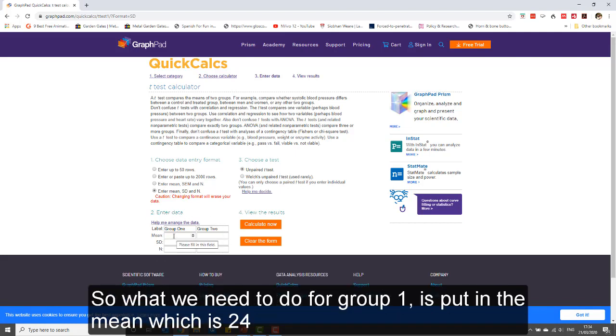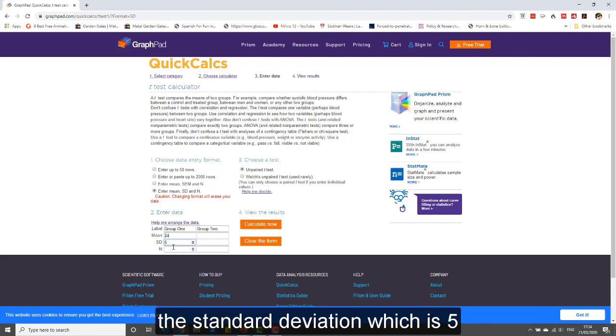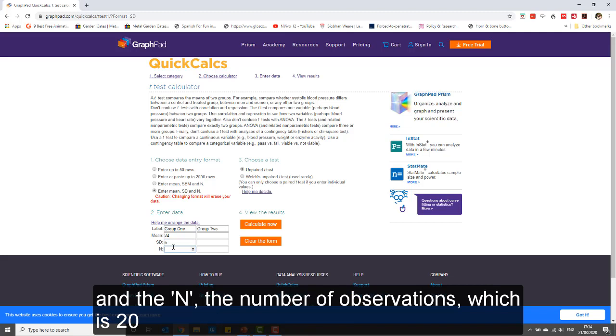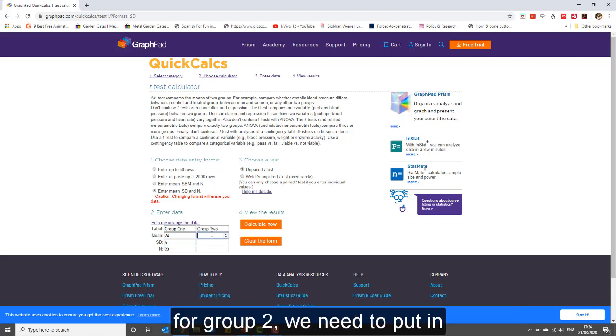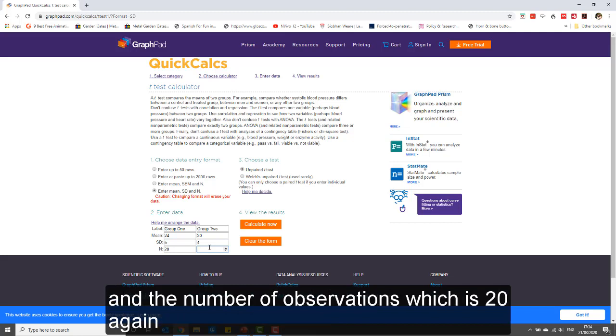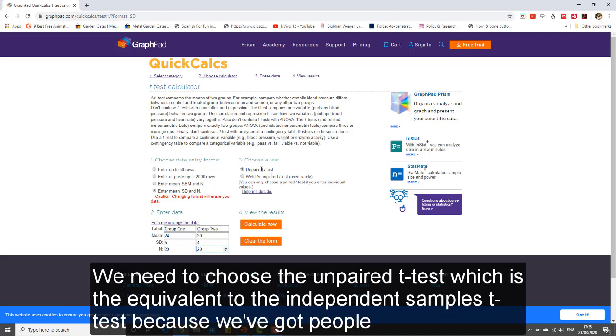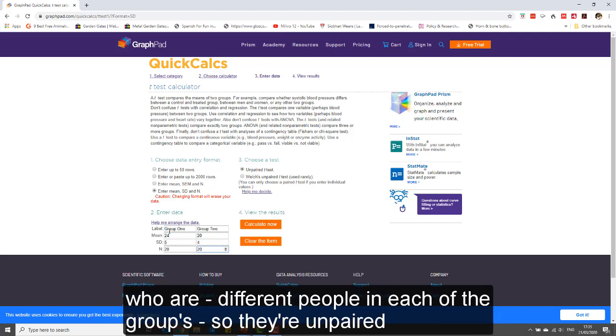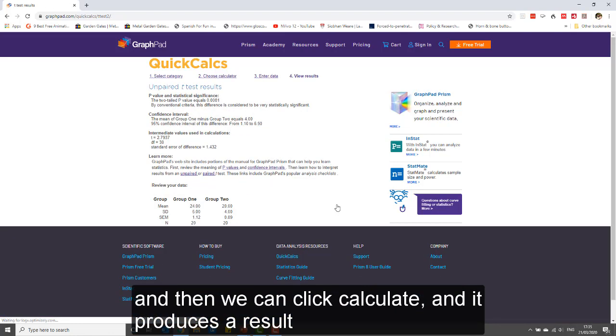So what we need to do is for group 1 put in the mean, which was 24, the standard deviation, which was 5, and the n, the number of observations, which was 20. For group 2 we need to put in the mean score, which was 20, the standard deviation, which was 4, and the number of observations, which was 20 again. We need to choose the unpaired t-test. This is an independent samples t-test, because we've got different people in each of the groups, so they're unpaired. And then we can click calculate now, and it produces a result.